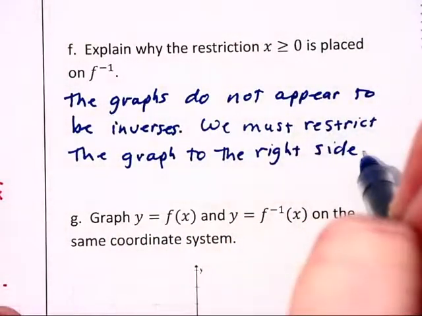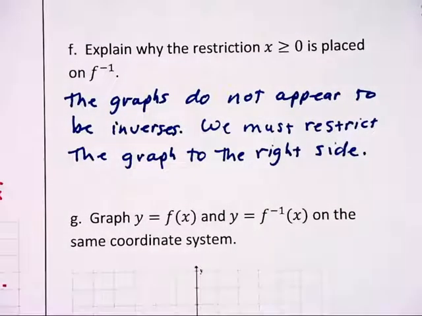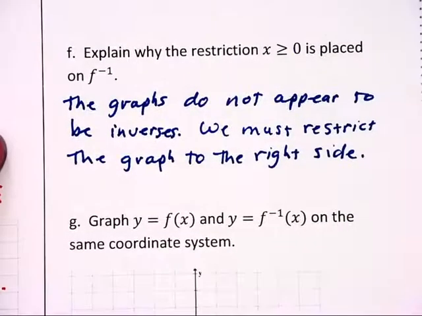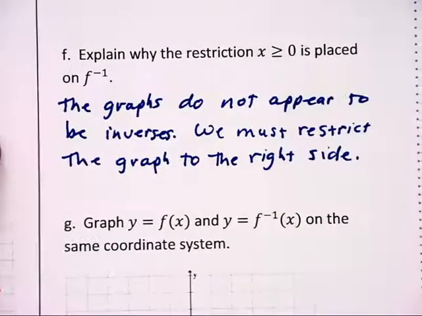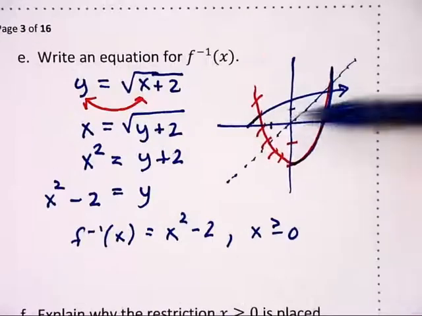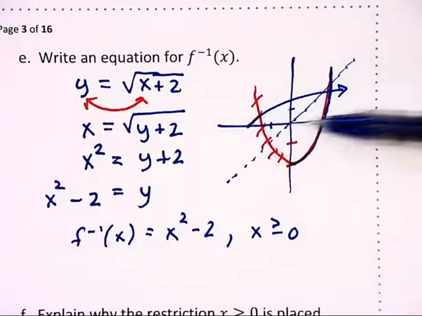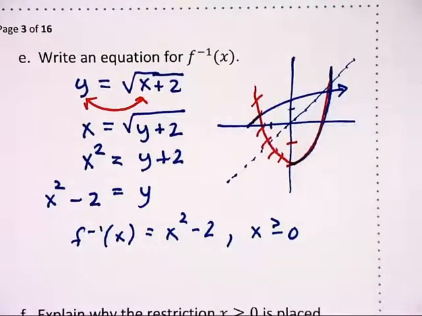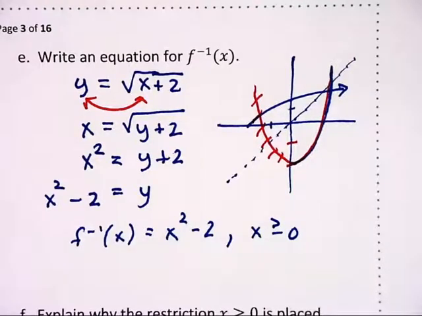Now, this basically happens whenever the original function is even, or whenever the inverse happens to be an even function, because even functions do not obey the horizontal line test, and therefore their inverses get kind of messed up. We don't have that one-to-one relationship.